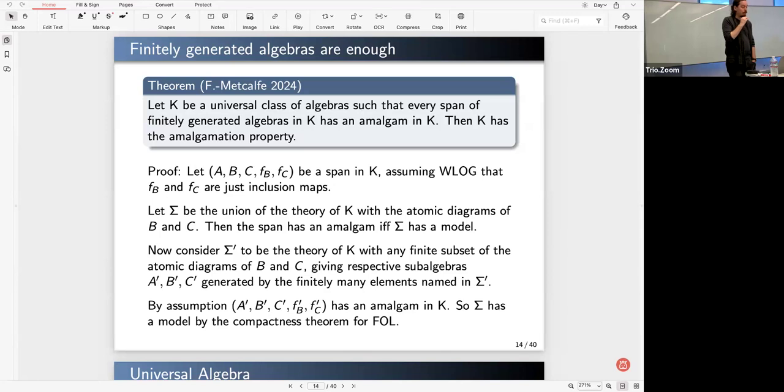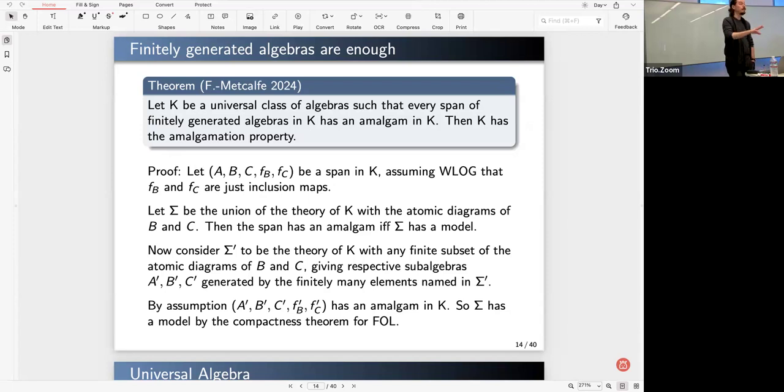Now the span has an amalgam if and only if this sigma has a model. And I can reduce this by compactness to thinking about finite subsets, right? So I could consider sigma prime to be the theory of K with any finite subset of the atomic diagram. And I can just take the corresponding subalgebras, and I get, by assumption, that this has an amalgam in K. So by the compactness theorem of first-order logic, the result follows immediately. So at least we can limit our search, if we're looking for amalgams, to countable algebras. And this is something nice to know.